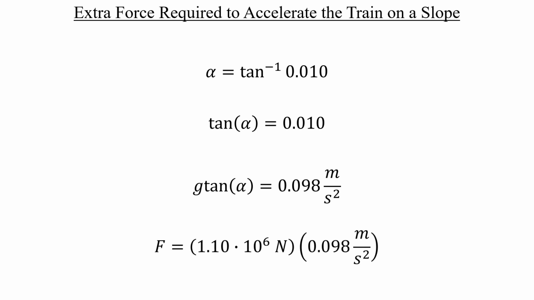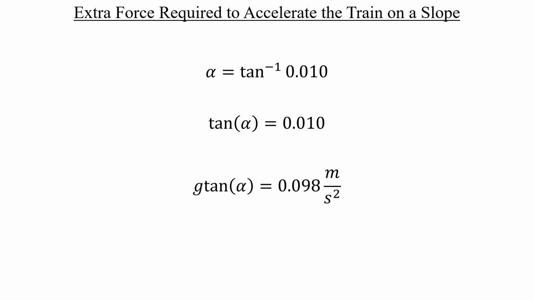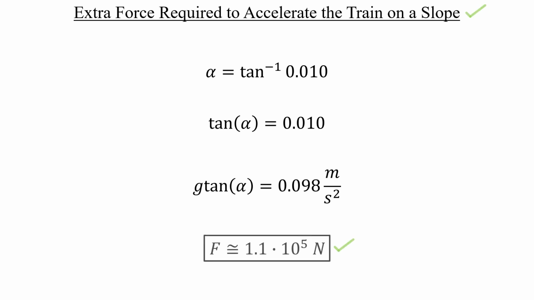We should get nearly the same result on our calculator when we multiply it out. And in fact, we do. It's pretty close. When we report it using the same two significant figures, the result is the same that we had before. It's 1.1 times 10 to the 5 newtons. That's it. Let's move on to part C.